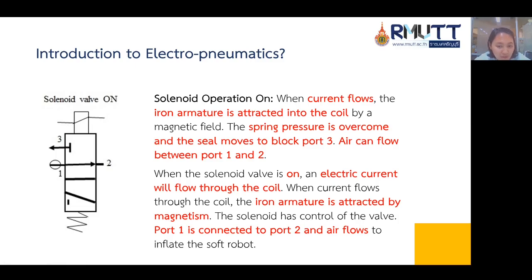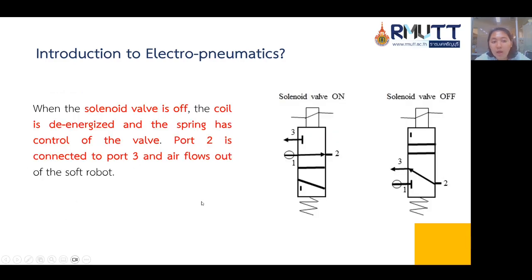And when the solenoid valve is on, an electric current will flow through the coil. When current flows through the coil, the iron armature is attracted by magnetism. The solenoid has control of the valve. Port 1 is connected to port 2 and air flows to inflate the soft robot. And when the solenoid valve is off, the coil is de-energized and the spring has control of the valve. Port 2 is connected to port 3 and air flows out of the soft robot.